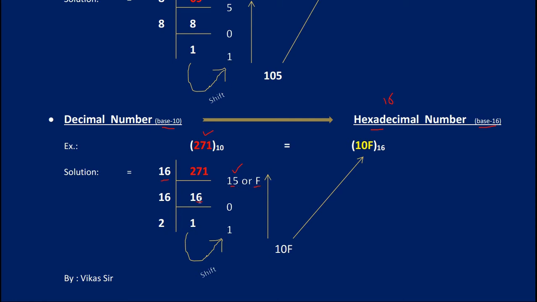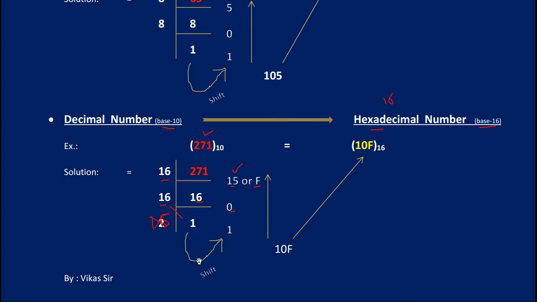Next, this 16 will again be divided by this 16. Now the table will go only one time. 16 1s are 16, and there will be no remainder, so we have to write 0 here. And this one could not be divided by 16 again. Here 2 was written by mistake, so we have to write 16.